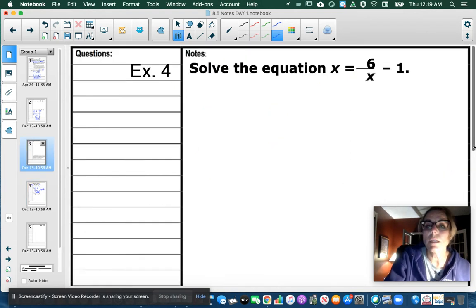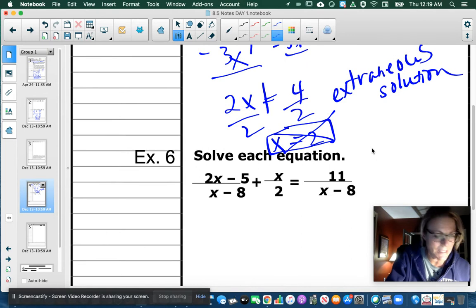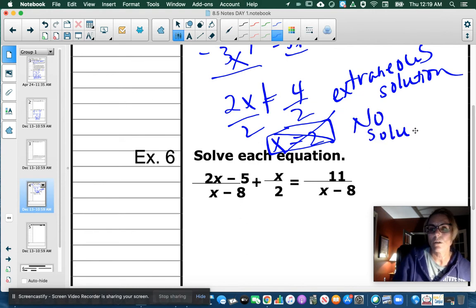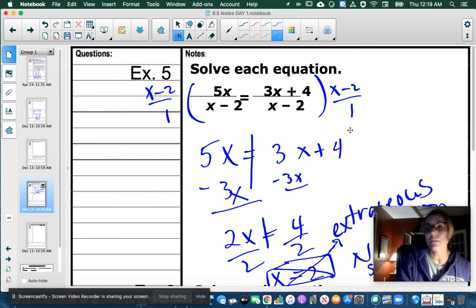which is a solution that is not a solution of the original equation. X equals 2 is not a solution. And so there's nothing else left in our solution set. So this is where we would write no solution. That's what an extraneous solution is. An extraneous solution is a solution where when we plug it back into the original, we end up dividing by 0.